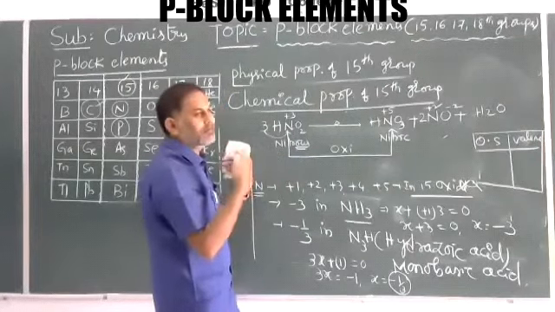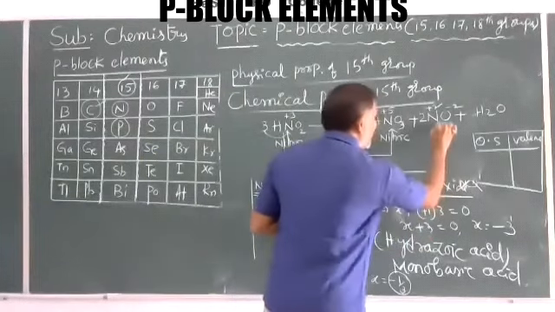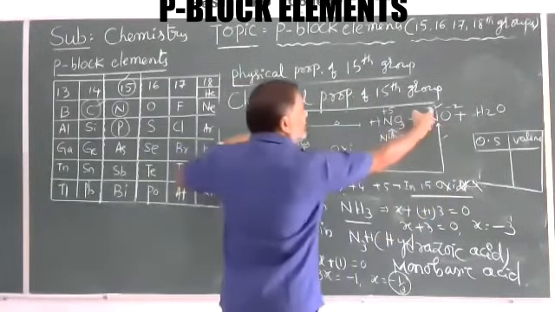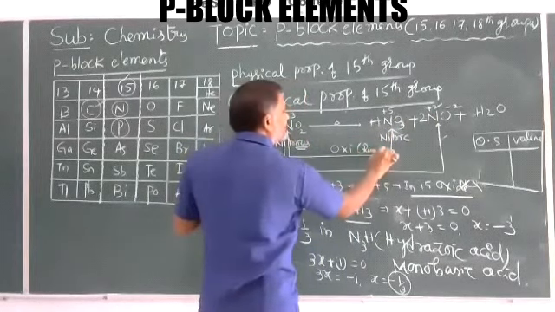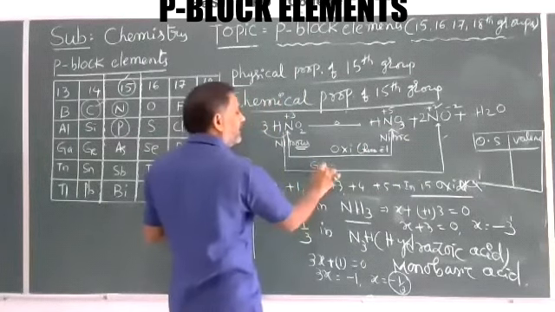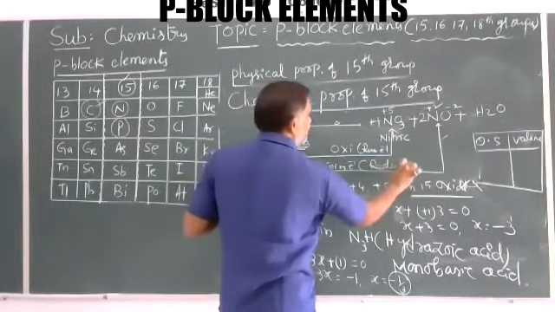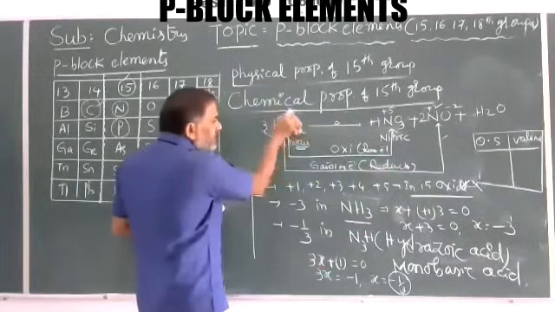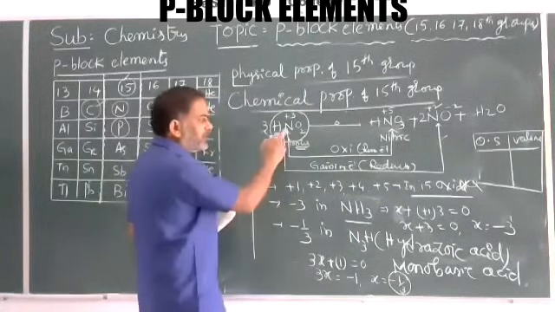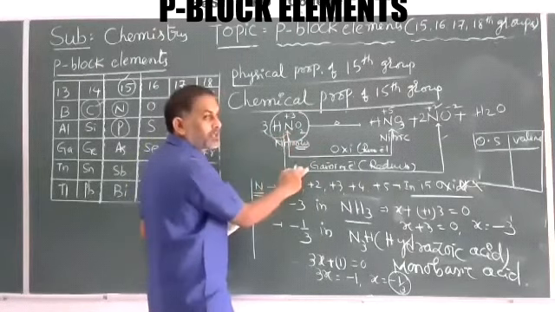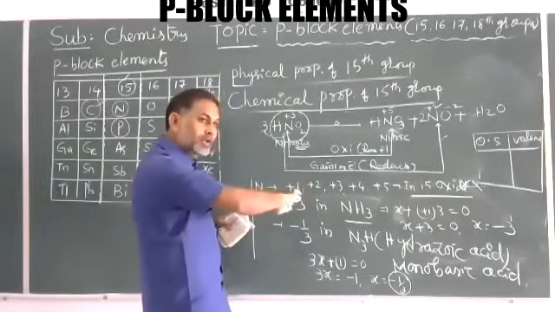Now the same nitrogen goes from plus 3 to plus 2, and the positive charge decreases. Here there was removal of electrons, but here there is gaining of electrons, that is a reduction reaction. See here, this nitrous acid can disproportionate. Disproportionate means it can undergo both oxidation as well as reduction. Redox reactions are different, disproportionation reactions are different.